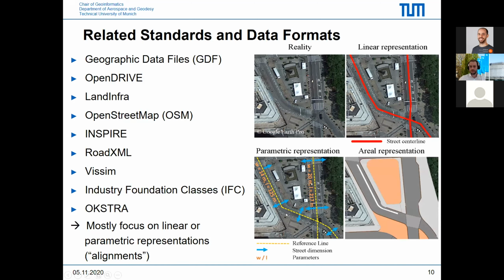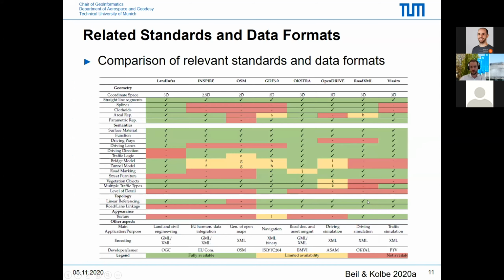CityGML, on the other hand, is a format that allows explicit areal representation of streets, which can be beneficial, for example, if you have changing street widths and so on, and to represent markings, sidewalks, plazas, and many more. And so we compared these standards and tried to learn from them and ensure interoperability between those different standards.